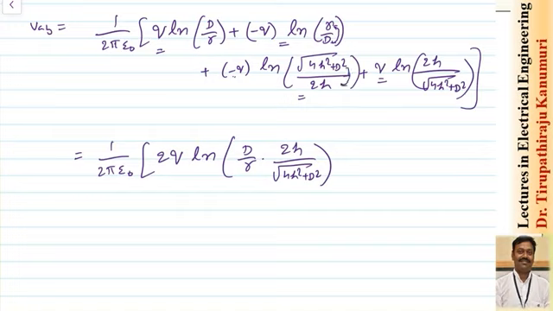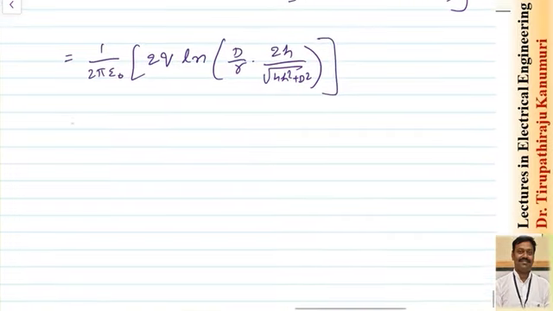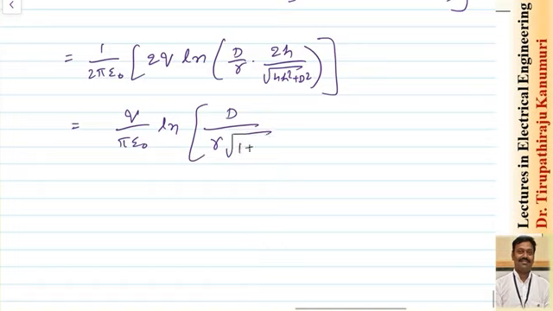So that's why D by R is repeating 2 times, and 2h by square root of 4h square minus D square is repeating 2 times. So that's why I have written 2q. I think it is clear up to now. So this I can write as q by pi epsilon naught into ln of D divided by R into square root of 1 plus D by 2h whole square.